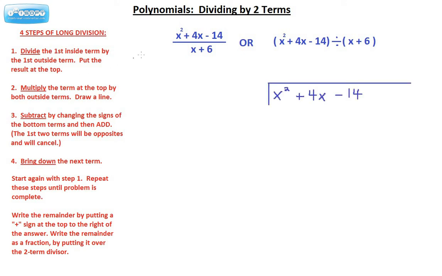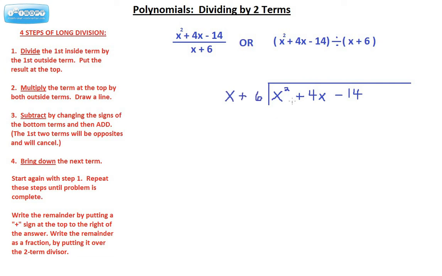The terms that are being divided are the terms on top in the first polynomial or the ones in parentheses. So we put this inside our division. This is being divided by our two-term polynomial x plus 6, so we put this on the outside.